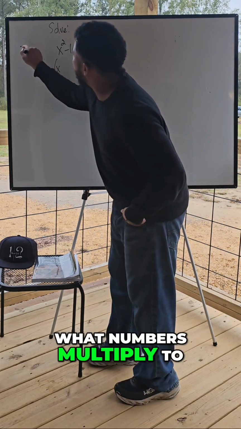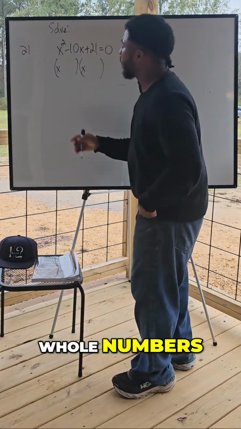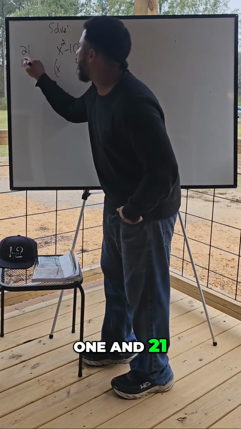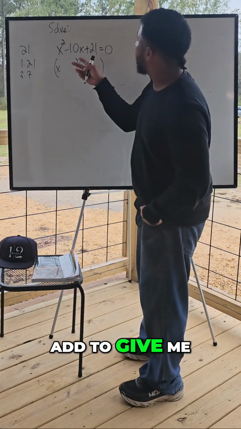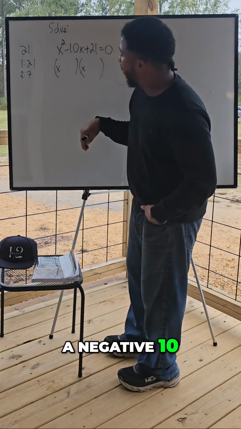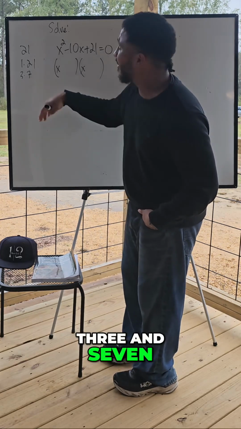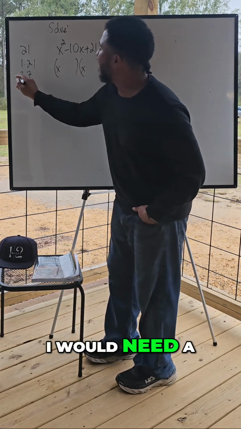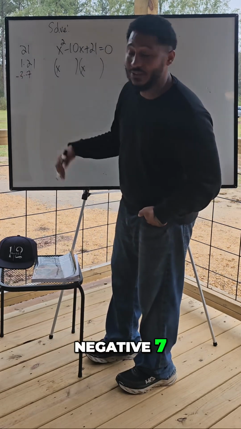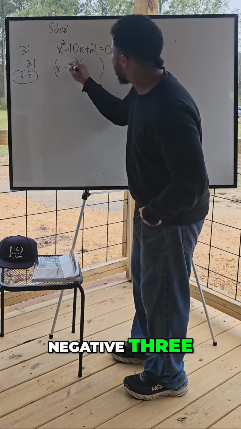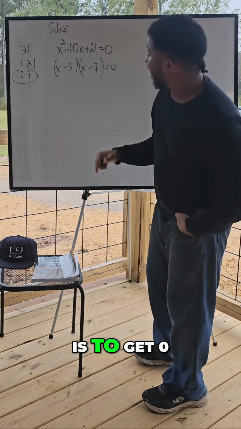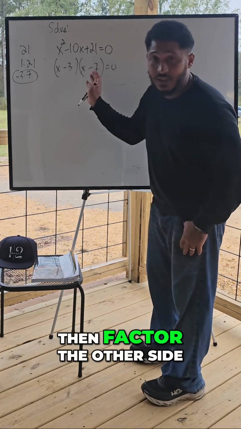So let's see, what numbers multiply to give me 21? And we're talking about whole numbers. So here we would say, okay, well, 1 and 21, I know give me 21. But also 3 and 7. So which of these add to give me the middle? Now the middle is a negative 10. So we probably say, gotcha, 3 and 7. But if I need negative 10, I would need a negative 3 and a negative 7. And so those are the numbers we would use to put inside of our double bubble, negative 3 and negative 7. And so our goal, again, is to get 0 on one side, then factor the other side.